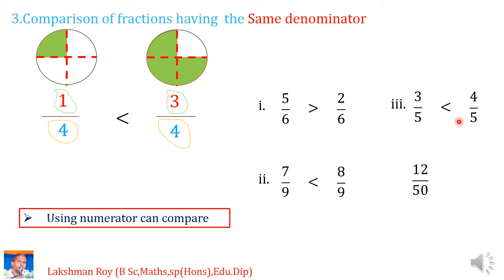So let's see another example: 12/50 and 20/50, right? So the denominator 50 and 50 is the same. Here 12 parts, here 20 parts. Which part is big? 20 parts is big. So that fraction is big.